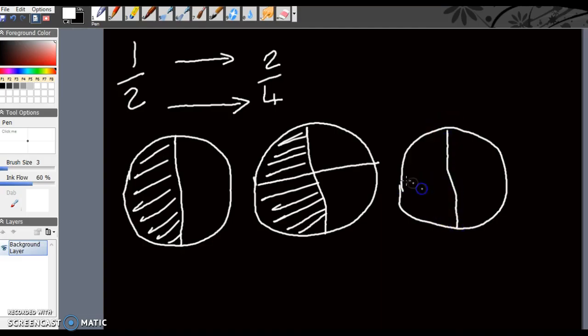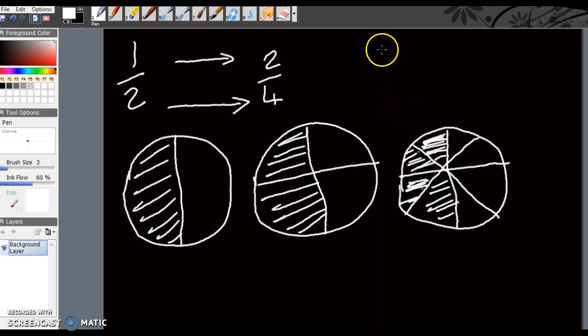This time I have the same exact pizza. I'm cutting it into more equal pieces. And excuse my drawing, it's not that neat. We are going to imagine that it is. This time I'm not eating 2/4. I am eating 4/8 of the pie. Oh, look at this. We have another pattern.